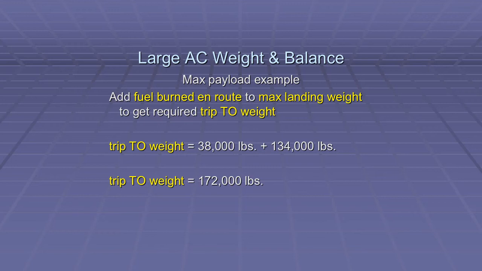In our first step, we will add the fuel burned en route to the maximum landing weight to get the required trip takeoff weight. The required trip takeoff weight equals 38,000 pounds plus 134,000 pounds, or 172,000 pounds.